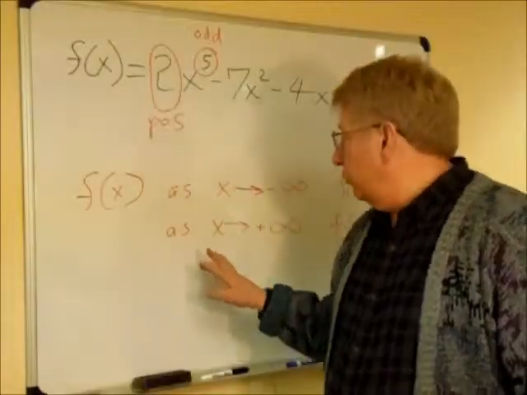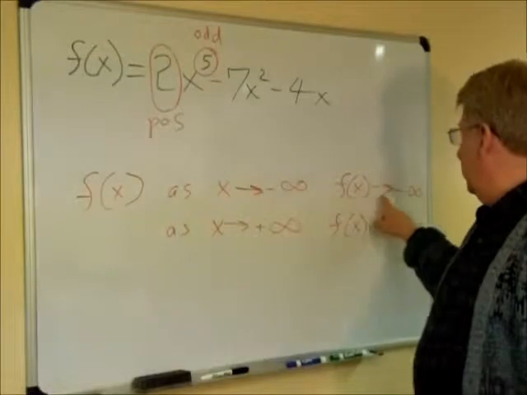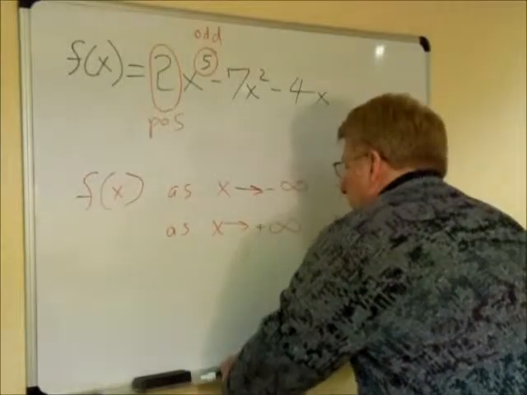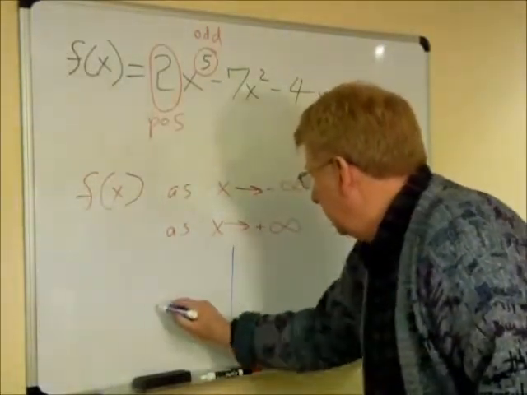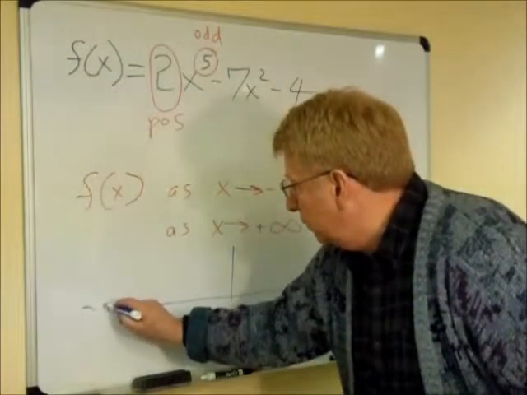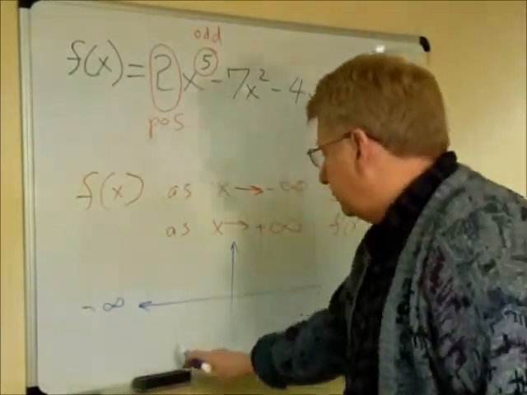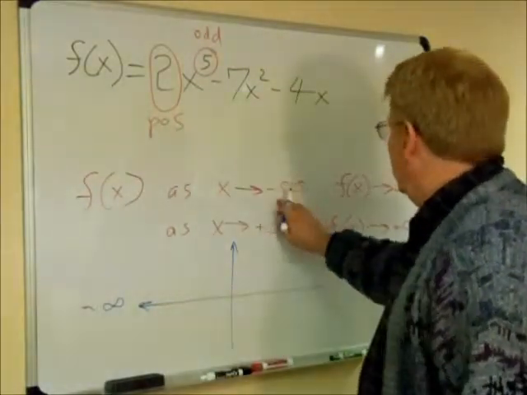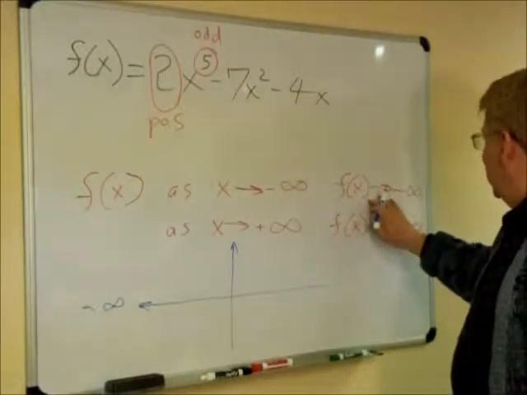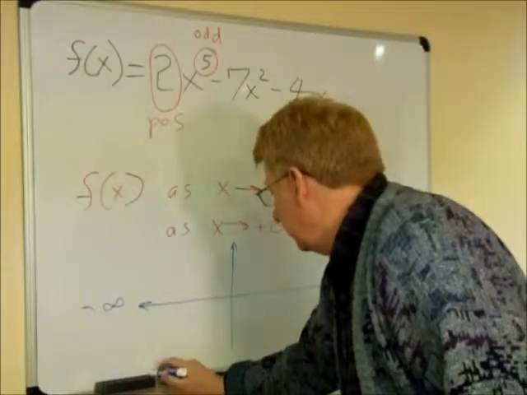If we were to graph this situation here, as x approaches negative infinity, the function approaches negative infinity. Let's make a sketch of that. Out here on the x-axis, that's x approaching negative infinity. And the function is on the y-axis. As x approaches negative infinity, we just concluded that f of x, which is on the y-scale, approaches negative infinity. So it's way down here.